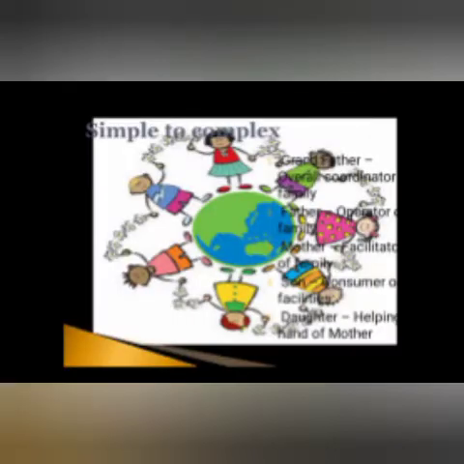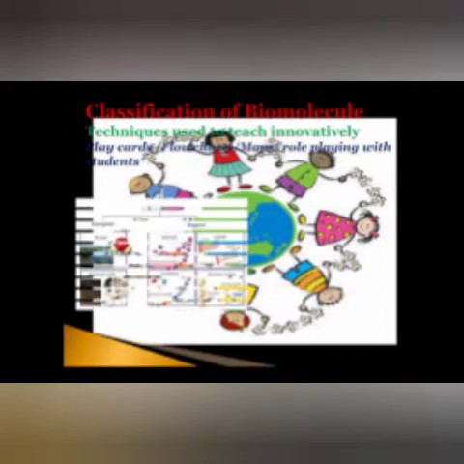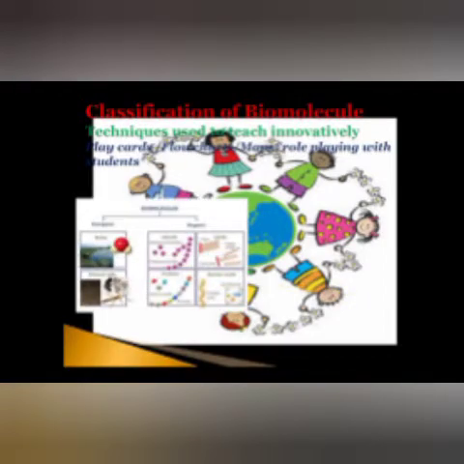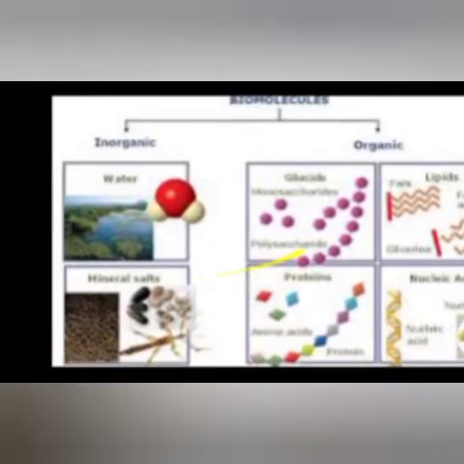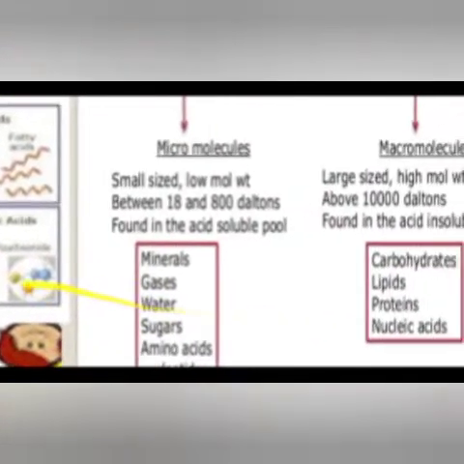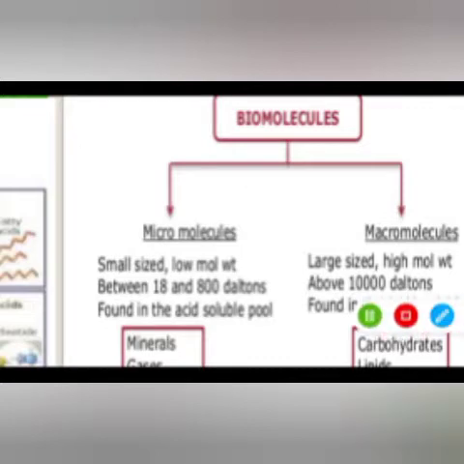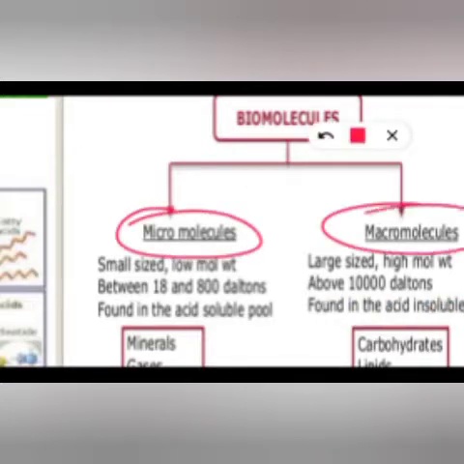Before starting carbohydrate, let's first understand the classification. Biomolecules are classified into inorganic and organic. Inorganic biomolecules are water and minerals, and organic biomolecules are carbohydrates, which are monosaccharides and polysaccharides; lipids, which are fatty acids; proteins, which are amino acids; and nucleic acids, which are made up of nucleotides.